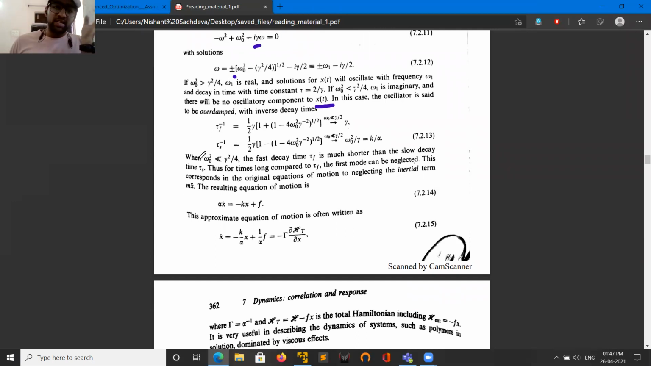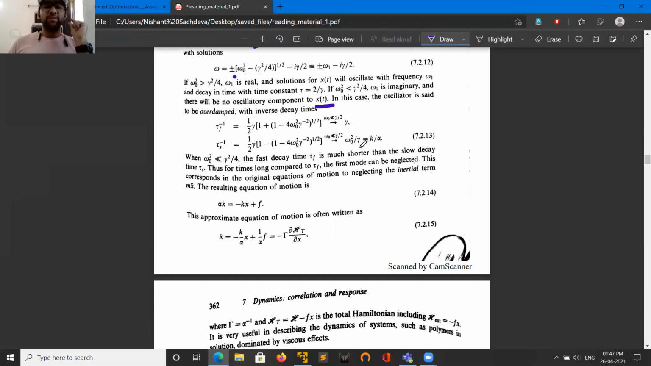Now, when gamma naught square is much less than gamma square by 4, it's not just less, it's much less. The fast decay time tau f is much shorter than the slow decay time. Thus, for times long compared to tau f, the first mode can be neglected. It will just go to 0 like that. This corresponds in the original equations of motion to neglecting the inertial term m x bar.